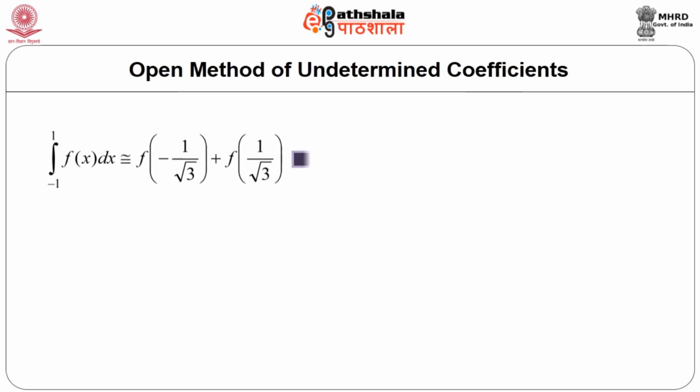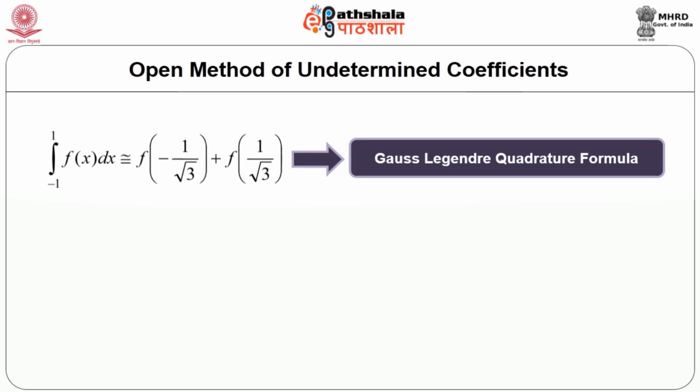So, we have derived the formula: the integral from minus 1 to 1 of f(x) dx can be approximated by the formula with W1 and W2 being 1, simply the sum of function values at 2 points, at minus 1 by root 3 and 1 by root 3. It is simply f of minus 1 by root 3 plus f of 1 by root 3. This is known as the Gauss quadrature formula with 2 points.